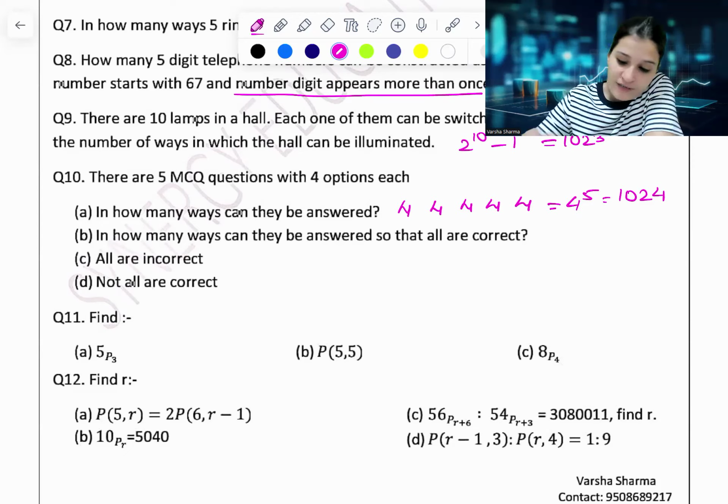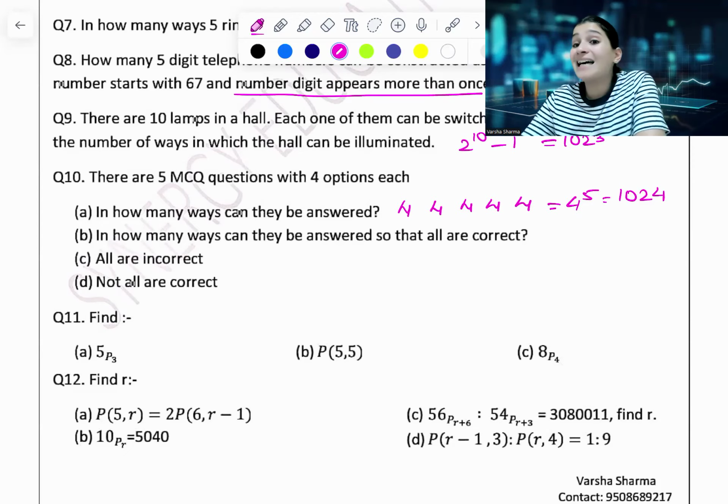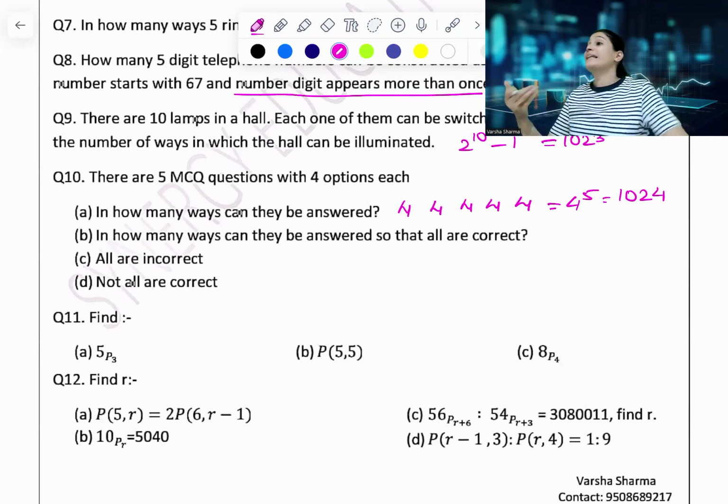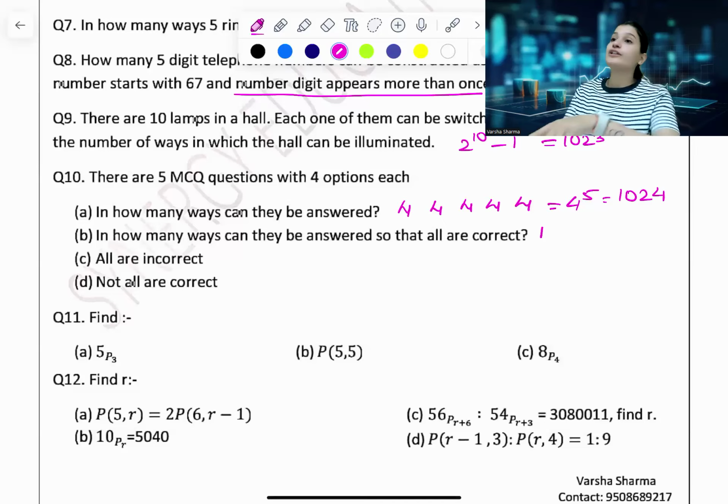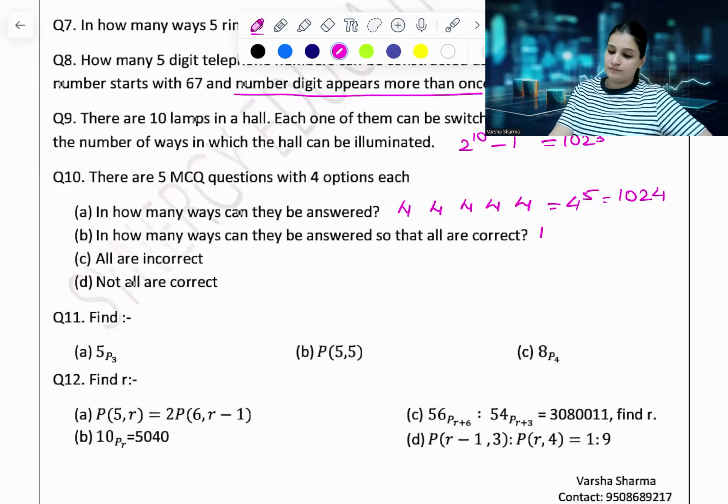Part B: in how many ways can they answer so that all are correct? If I'm marking the first question and I want to mark the correct option, how many correct options are there? 1. Second question also you need to mark correct, 1. Third also, fourth also, fifth also. 1 power 5.